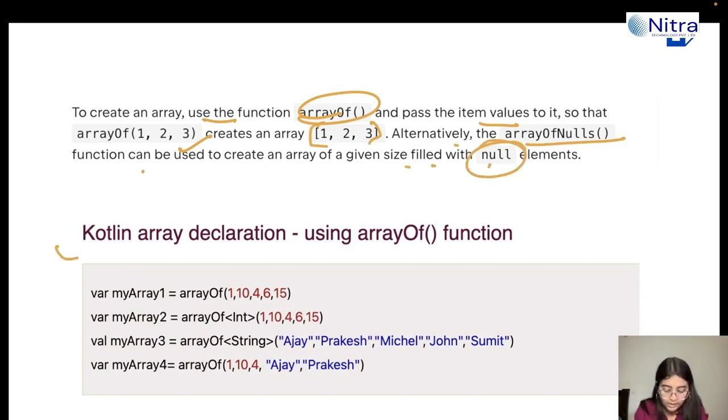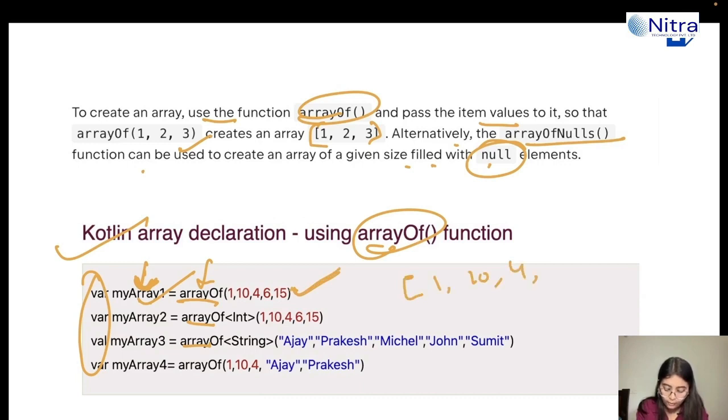Okay, Kotlin array declaration using the arrayOf function once again. So this is my array1. These are all keywords. The name of the array is what you decide. arrayOf is again a keyword, and then you have to give the values. So myArray1 = arrayOf(1, 10, 4, 6, 15). It is like 1, 10, 4, 6, 15, with index 0, 1, 2, 3, 4.